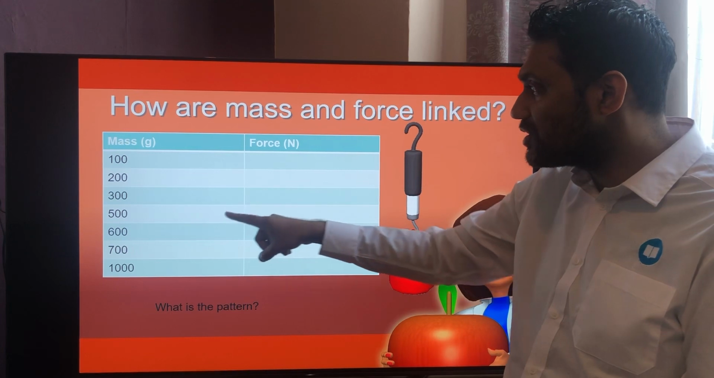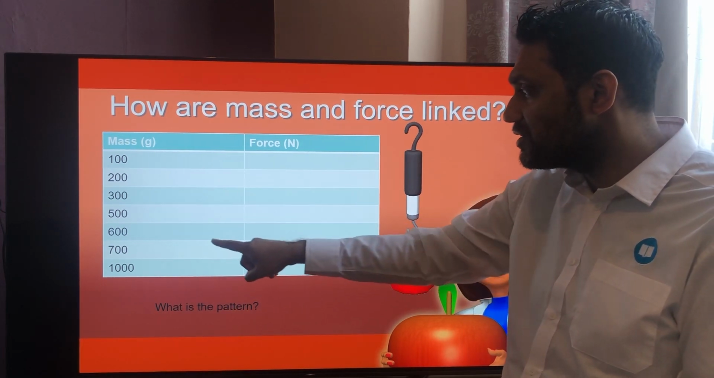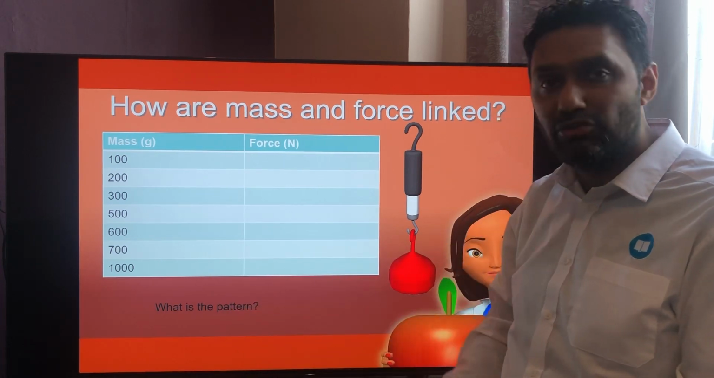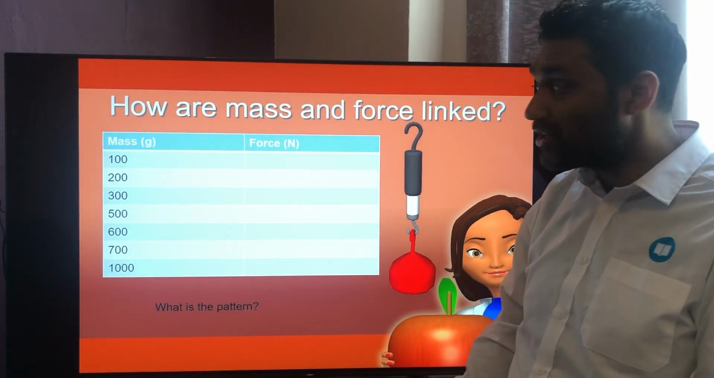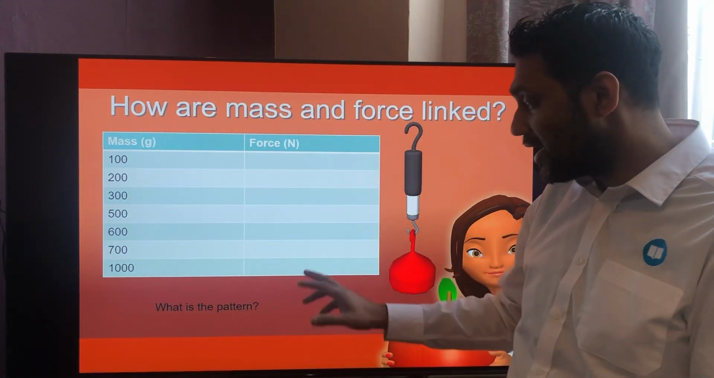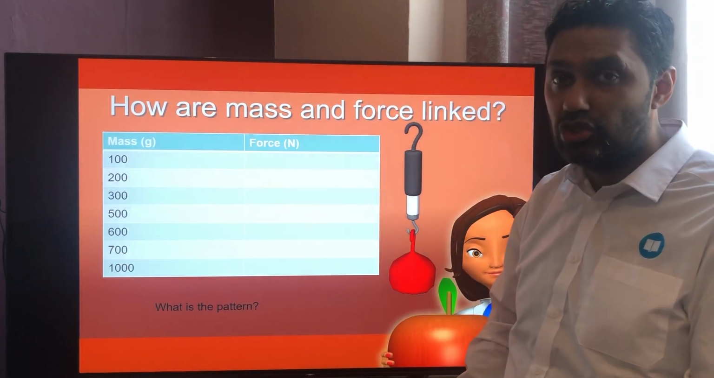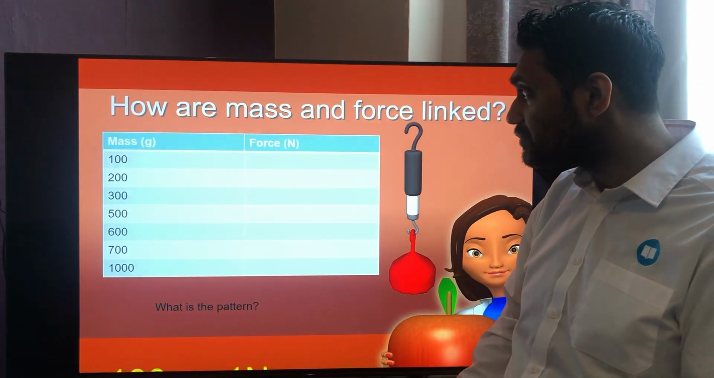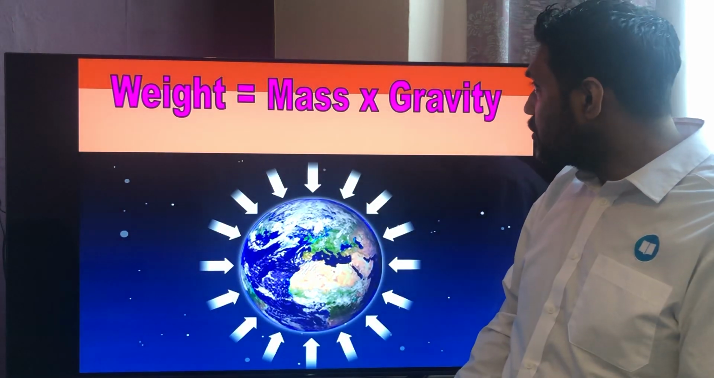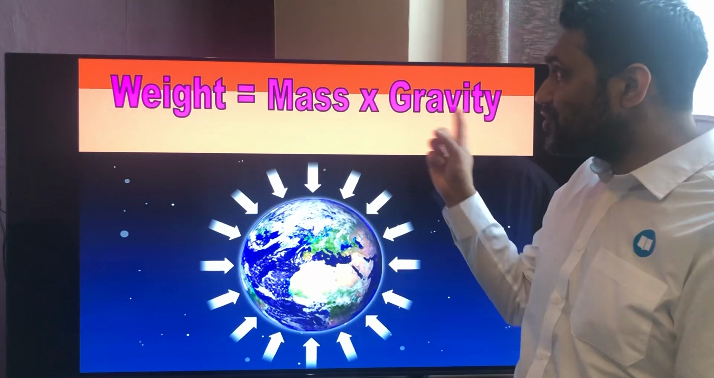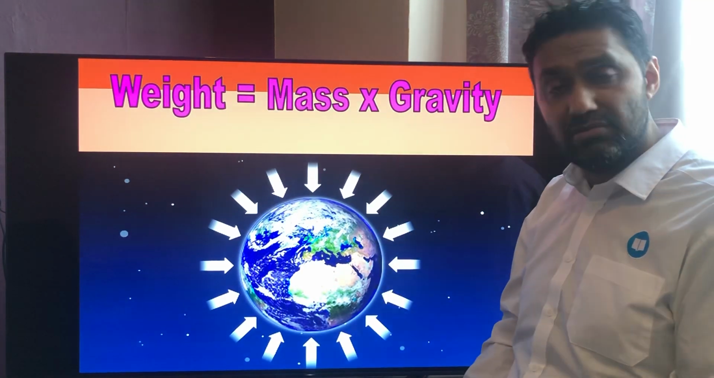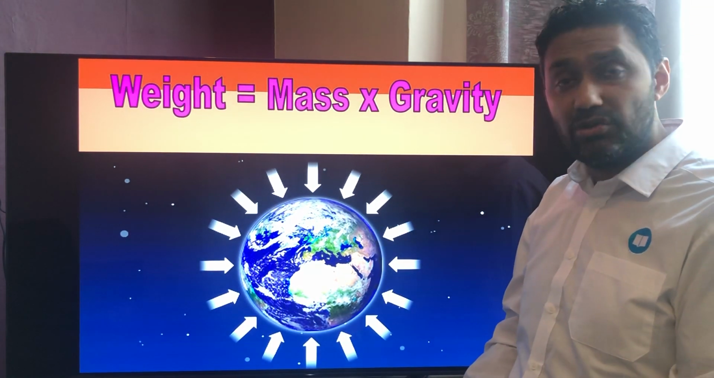300 grams, 3 Newtons, 500 grams, 5 Newtons, 600 grams, 6 Newtons, 700 grams, 7 Newtons. 1,000 grams is 1 kilogram. It's like a normal size bag of sugar, which is actually 10 Newtons. So 100 grams is 1 Newton and so on. So the equation then, now this is a GCSE equation that you need to memorize, but we'd like you guys to do it in year 7 as well, so you're ahead of the game.